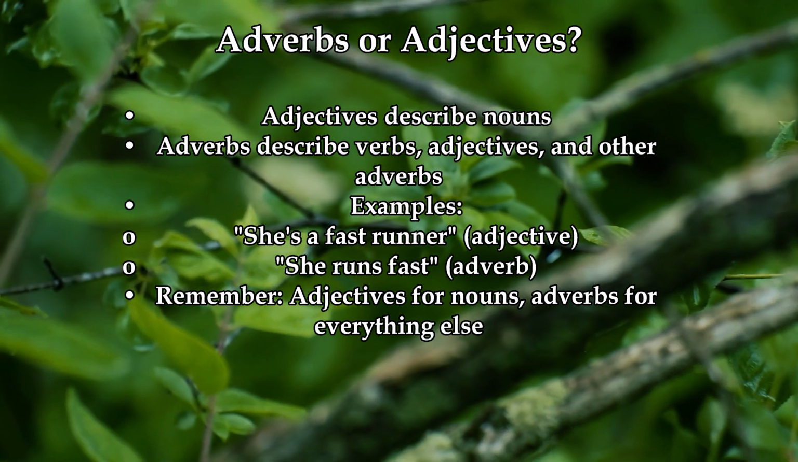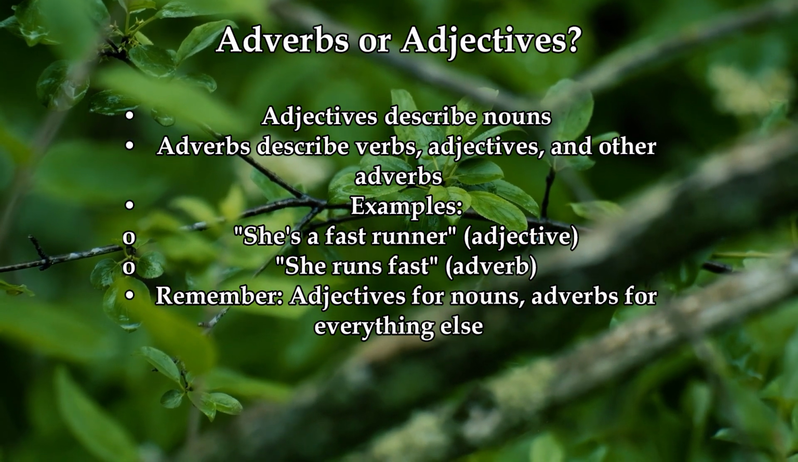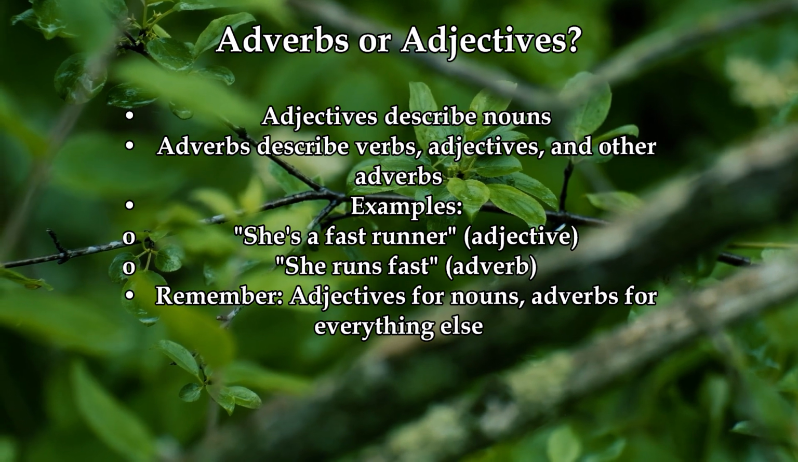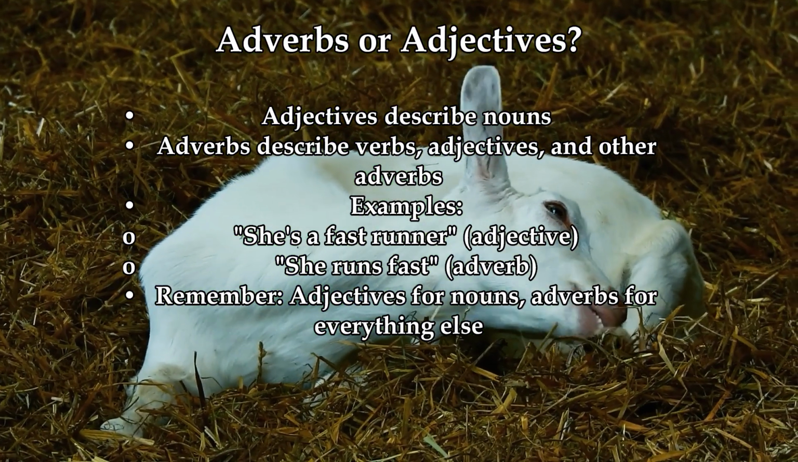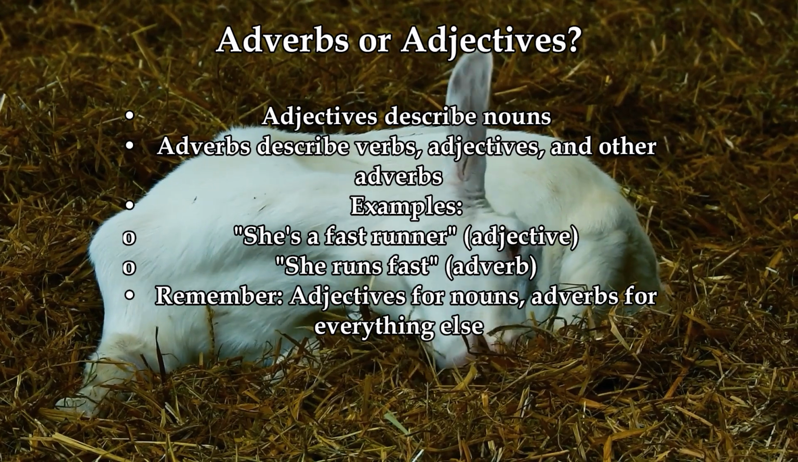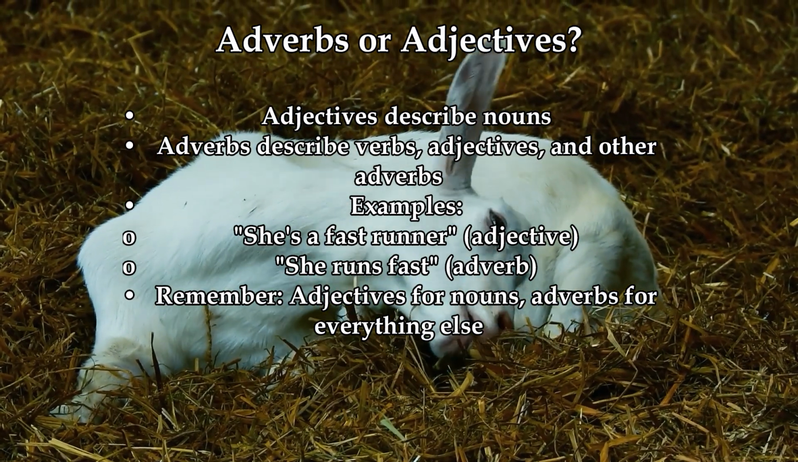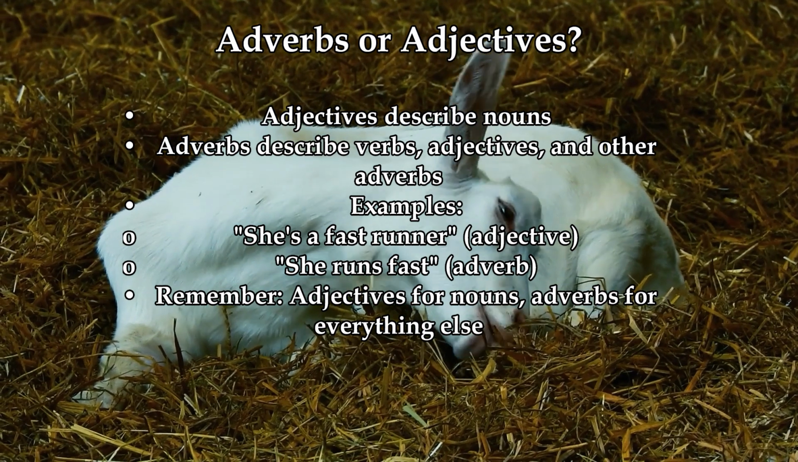Let's say you're describing a delicious meal. You might say, the chef prepared a delicious (adjective) meal, and the flavors blended perfectly (adverb) together. In this sentence, delicious is an adjective modifying the noun meal, while perfectly is an adverb modifying the verb blended.